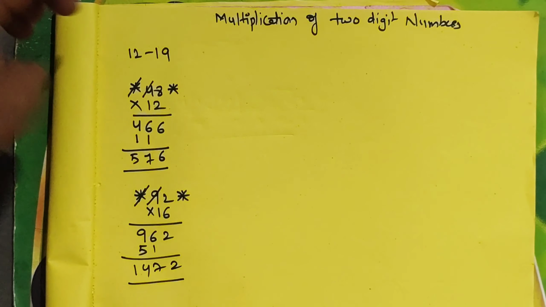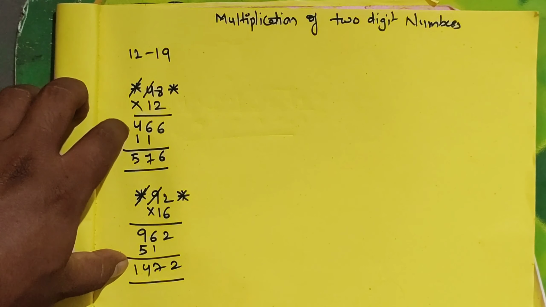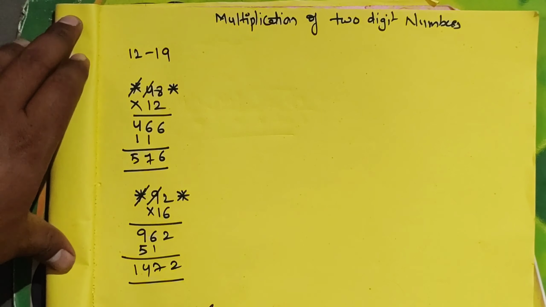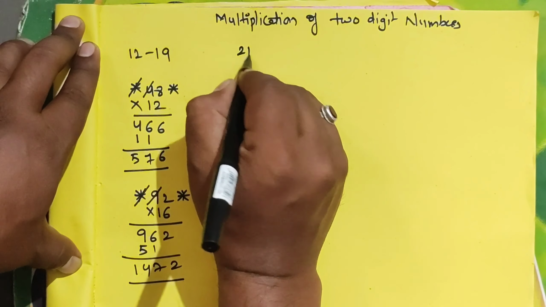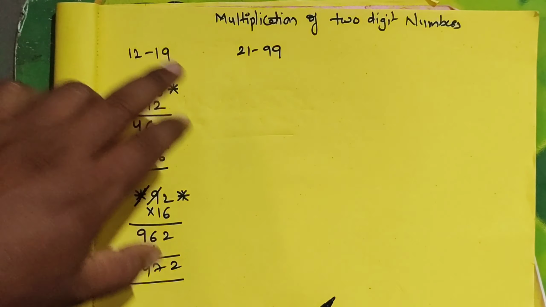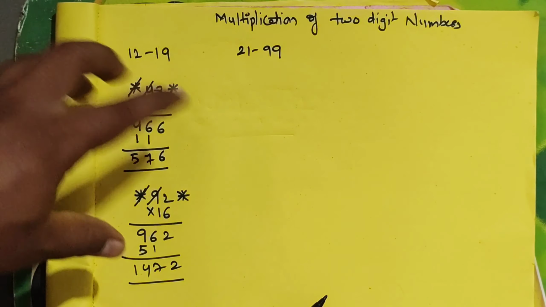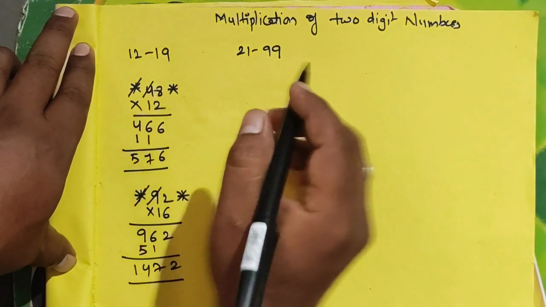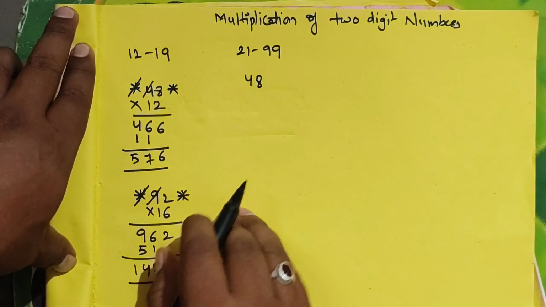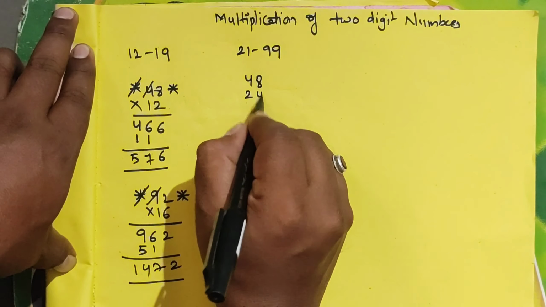This is one method, when you get the numbers 12 to 19. And when you get 21 to 99, I also explained this in one video. If you want this method, you can check in the i-cards. Now we'll take the same number here, 48, and take 24.